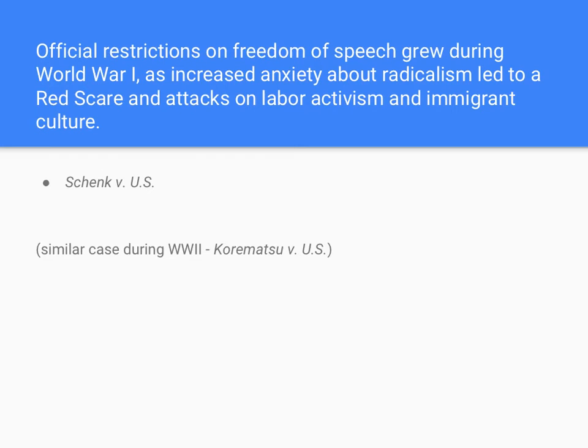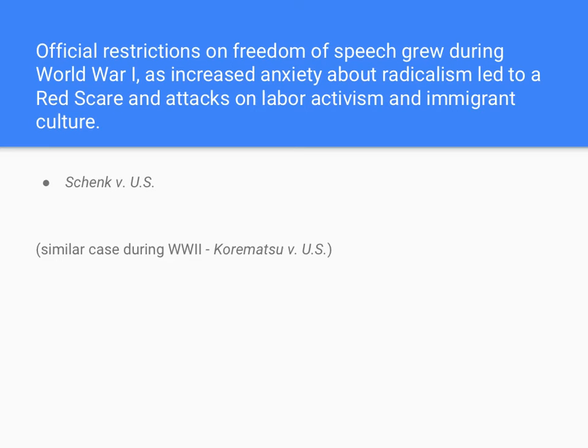This key term says, official restrictions on freedom of speech grew during World War I as increased anxiety about radicalism led to a Red Scare and attacks on labor activism and immigrant culture. The best example of this during World War I is the Supreme Court case Schenck versus the United States, which was a decision on the Espionage and Sedition Acts, particularly the Sedition Act. The Espionage and Sedition Acts were passed during World War I to limit negative speech, negative press about the war movement.